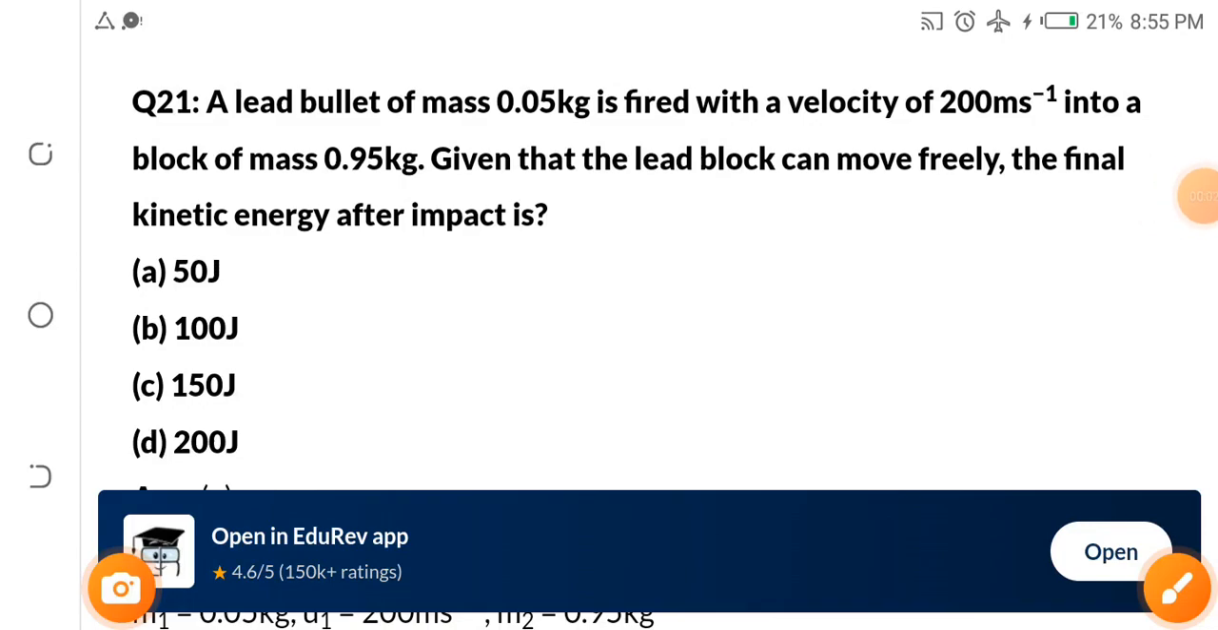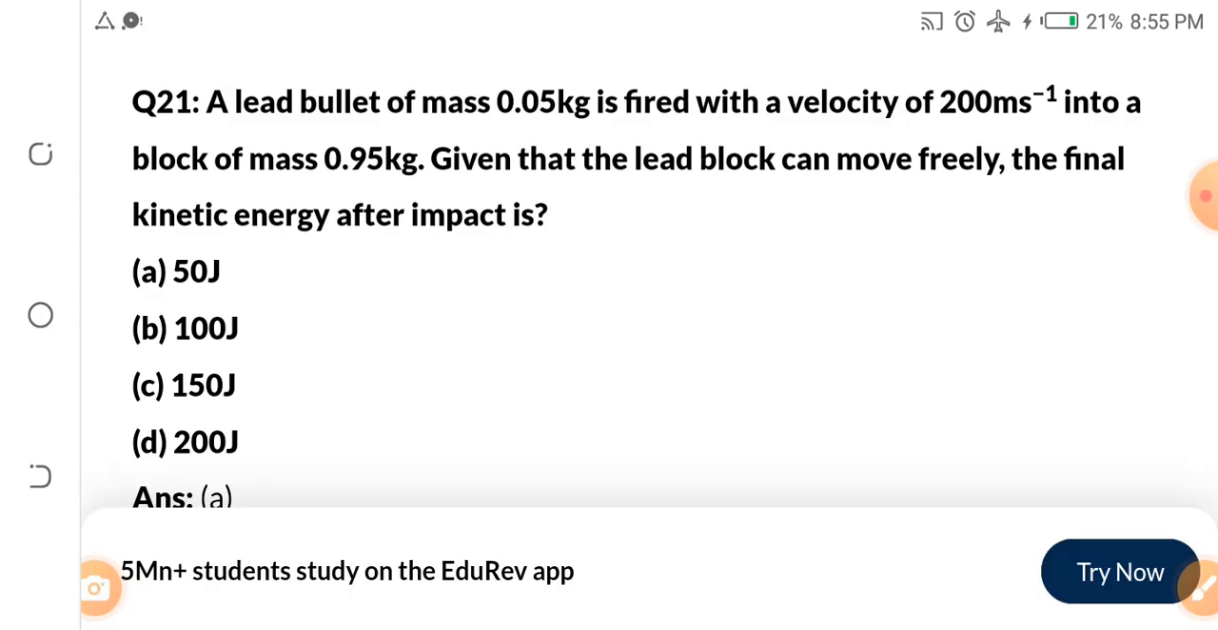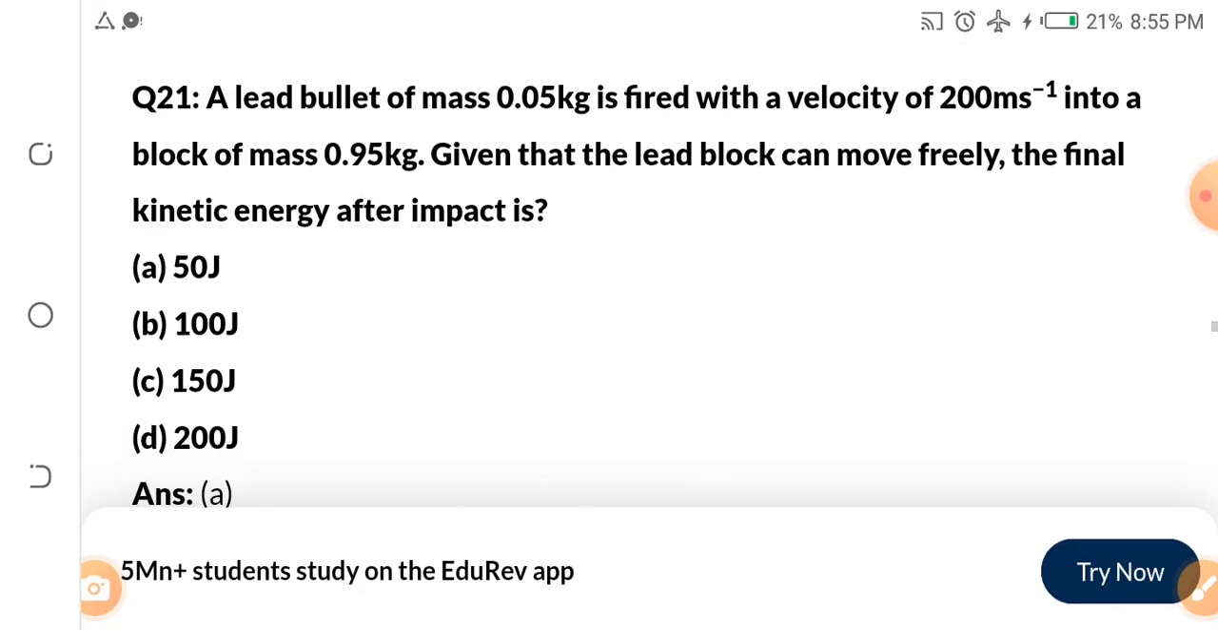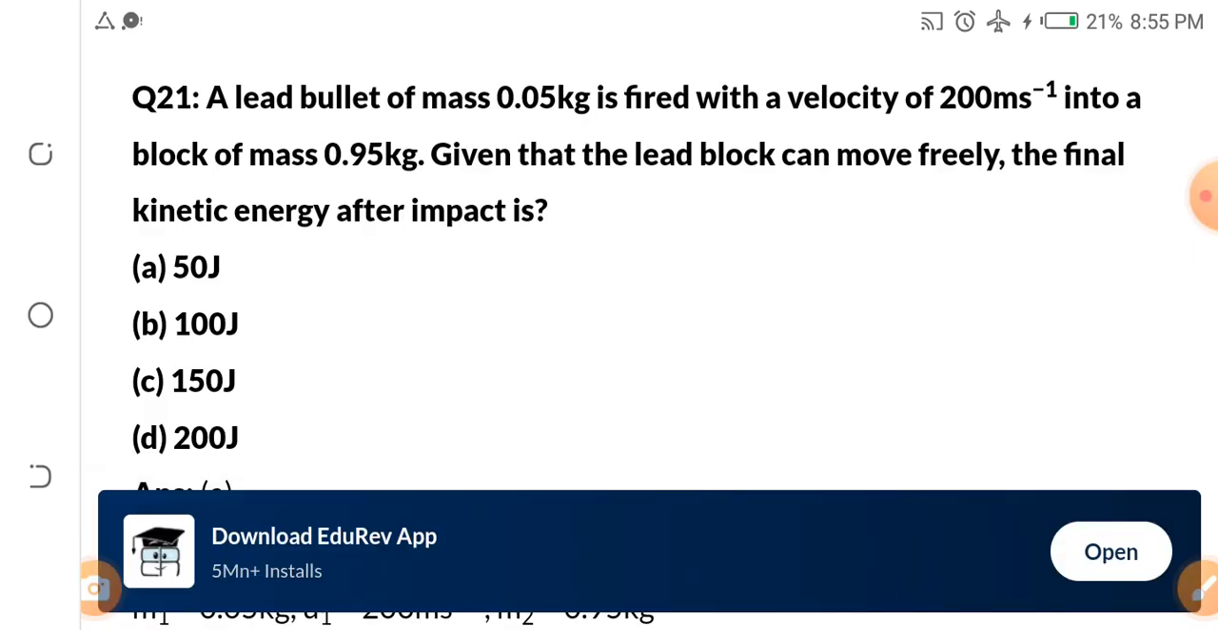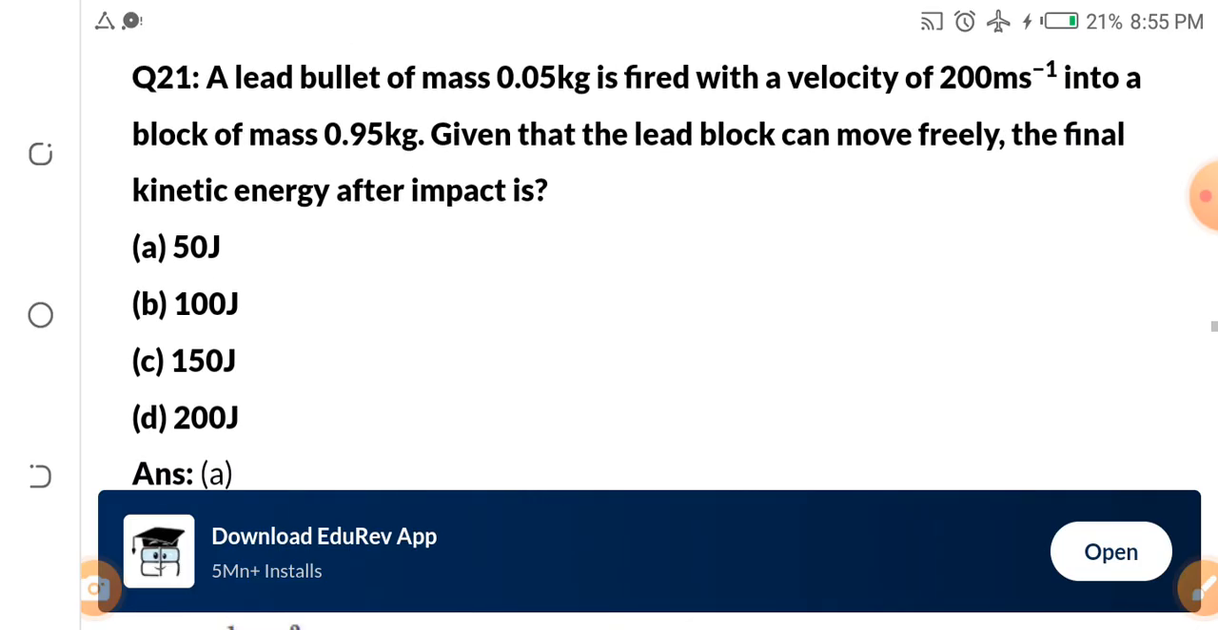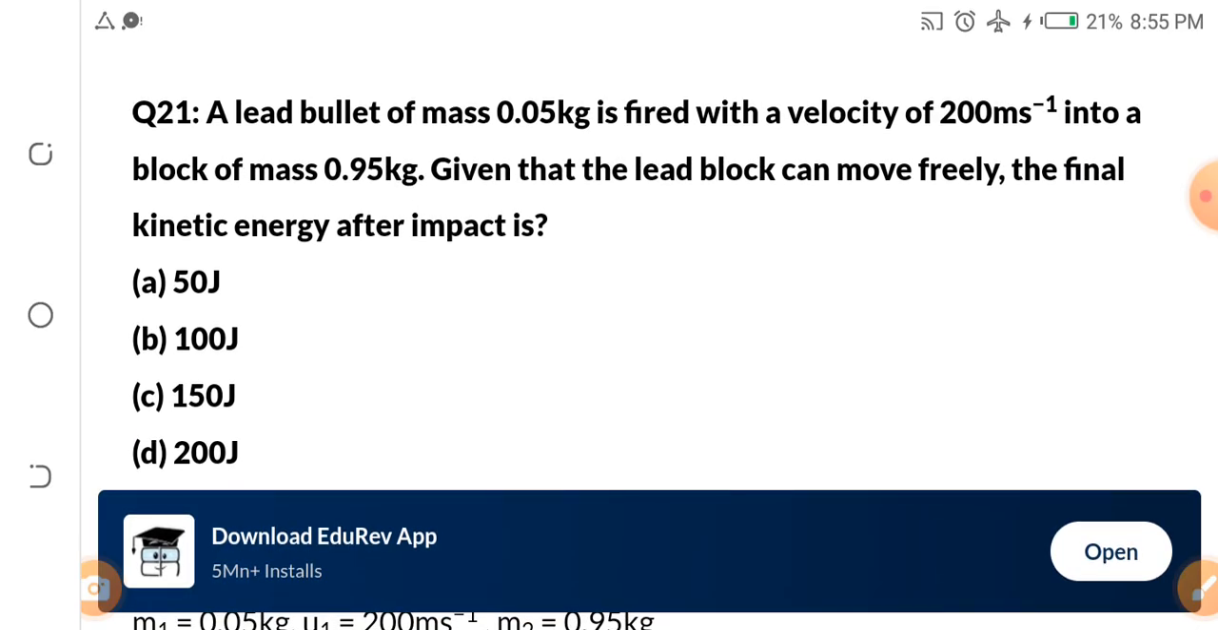Now, question 21. This is where we stopped in part 16. We are continuing from there. A lead bullet of mass 0.05 kg is fired with a velocity of 200 meters per second into a block of mass 0.95 kg. Given that the lead block can move freely, the final kinetic energy after impact is dash. So we are going to solve this. Remember that what you are watching is part 17 and we are starting from where we stopped in part 16.